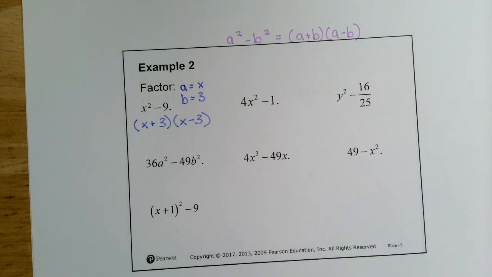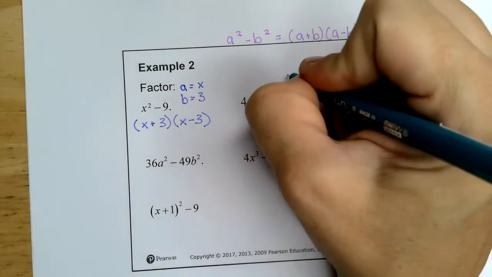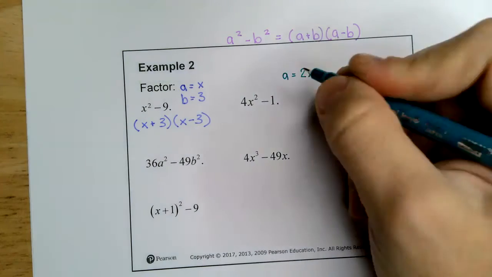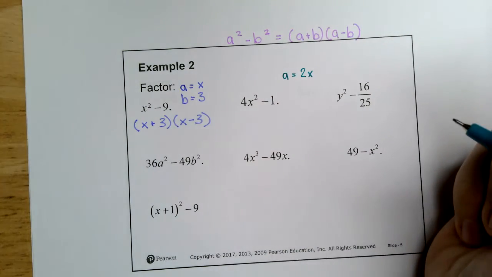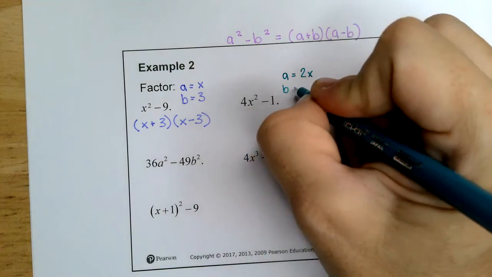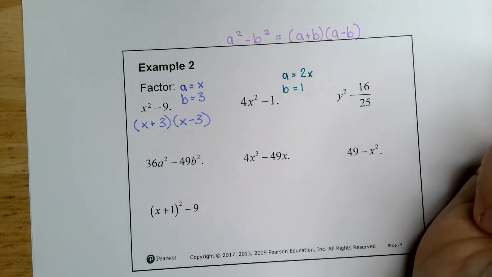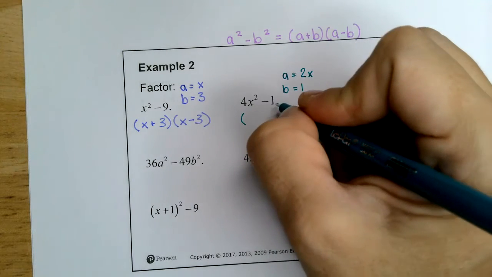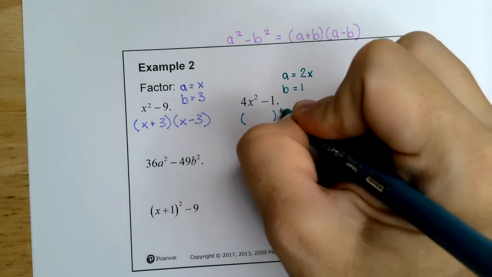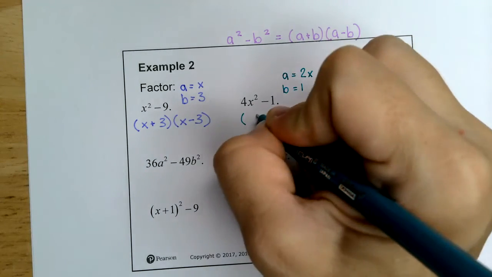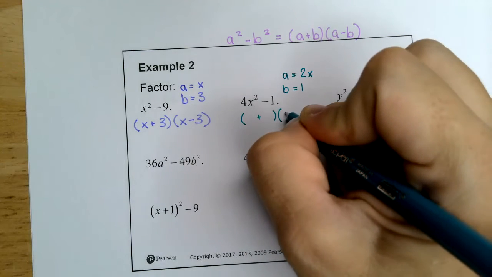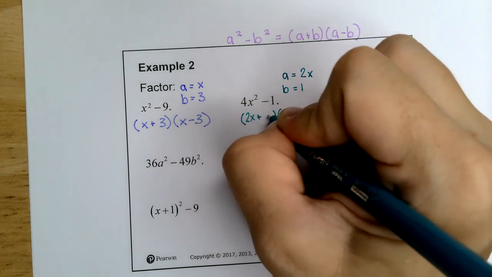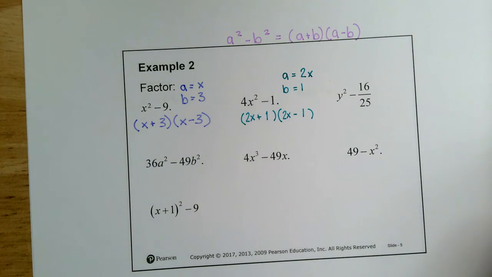4x squared minus 1. A is 2x, right? Because 2x times 2x would give me 4x squared. B is 1, because 1 times 1 will give me 1. So now I just say a plus b times a minus b. Two x minus 1, 2x plus 1. Okay.